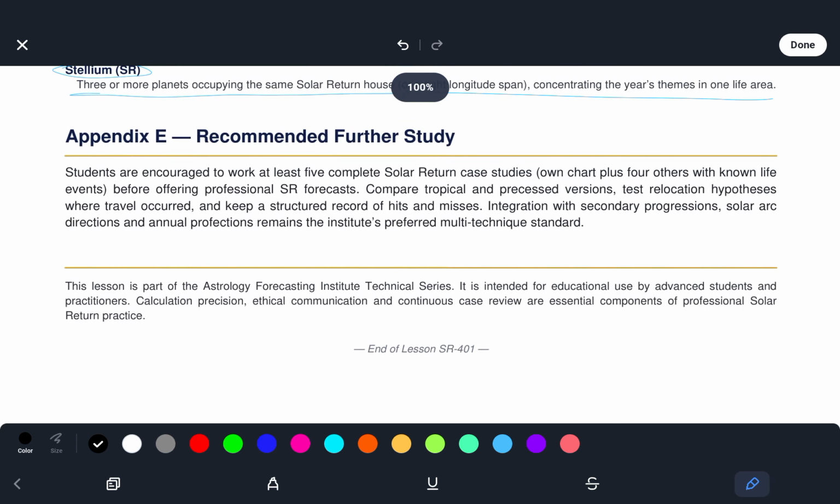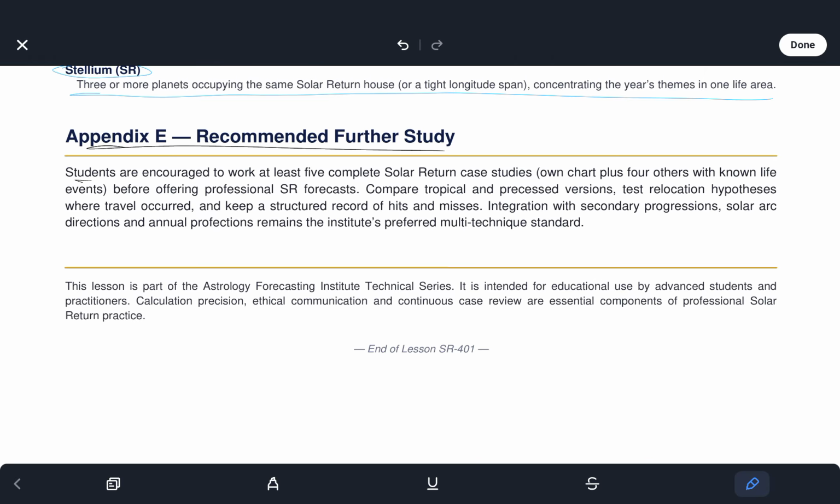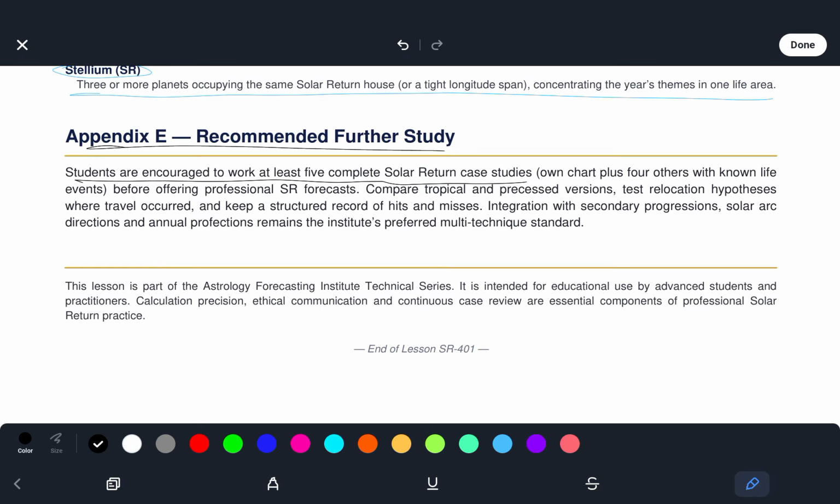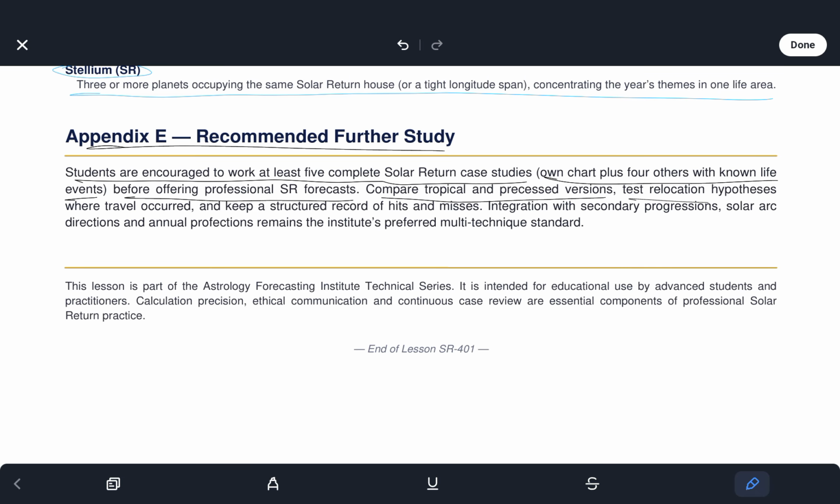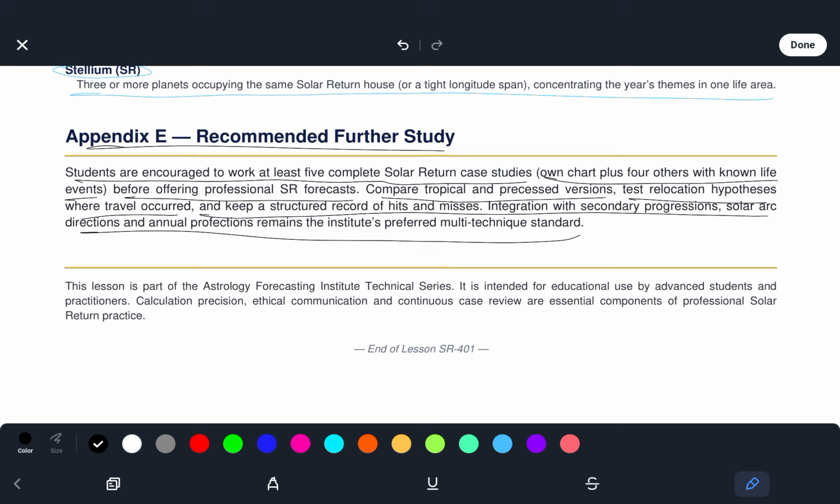And the final appendix is recommended study. Students are encouraged to work at least 5 complete SR case studies on their own chart plus 4 others with known life events before offering professional SR forecasts. Compare tropical and precessed versions, test the relocation hypothesis where travel occurred, and keep a structured record of hits and misses. Integration with secondary progression, solar arc directions, and annual perfections remains the Institute's preferred multi-technique standard.